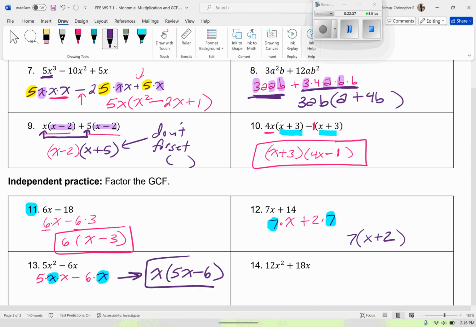Number 13, take a look at the answer I got. Do you agree with that answer? The only thing I can factor out on 13 is they both had an x in common.